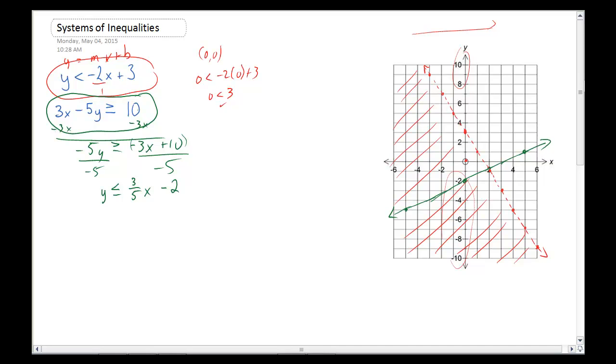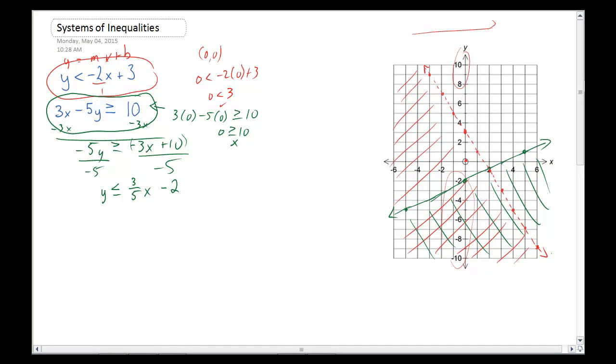Now again, I've got this less than, which means I'm probably shading down below, but let's go ahead and test out a point. When I test out a point, I always test in the original function. Why? Because if I made a mistake down here, and if I forgot to flip the sign or something, that will fix the problem for me. Because then I'll have 3 times 0 minus 5 times 0 is greater than or equal to 10, which is 0 is greater than or equal to 10, which is not true, so I want to shade away from 0, 0, which, as we already stated, means we go down this way. So that's all my work.